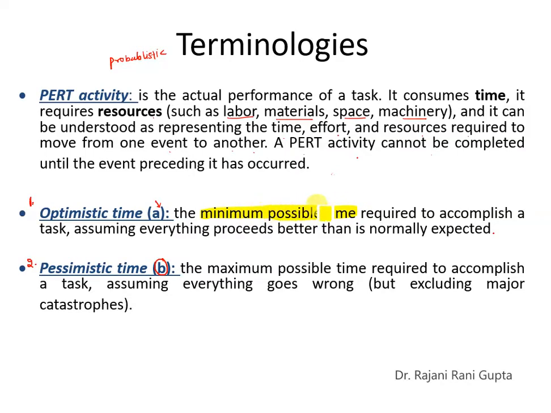It assumes that the work will get completed in the minimum possible time, whereas a pessimistic time will be the maximum possible time required to accomplish a task, assuming that everything goes wrong. Okay, so but still up to some extent.